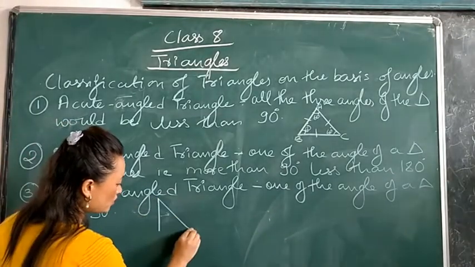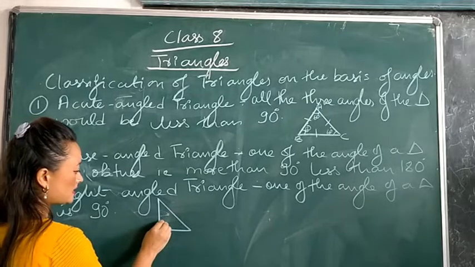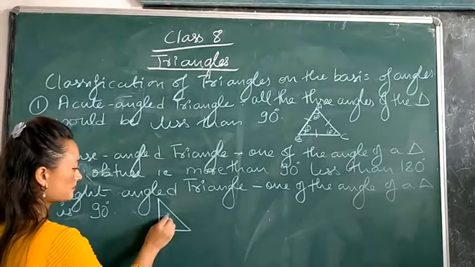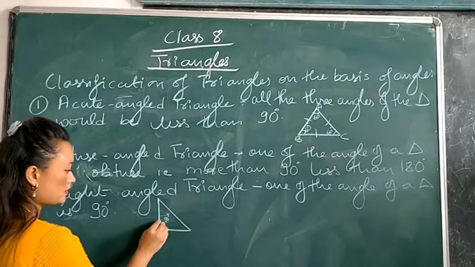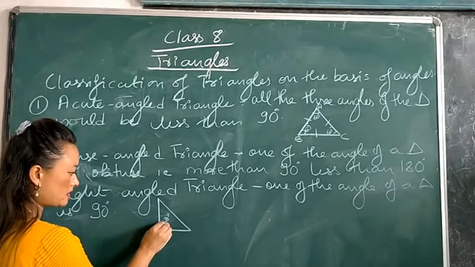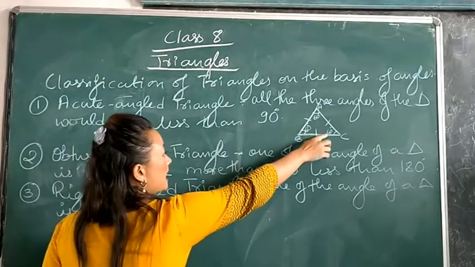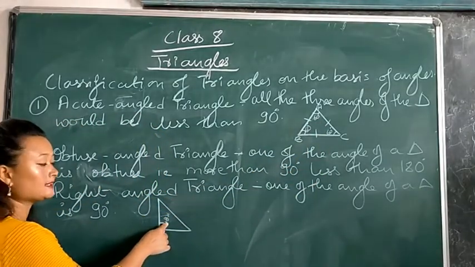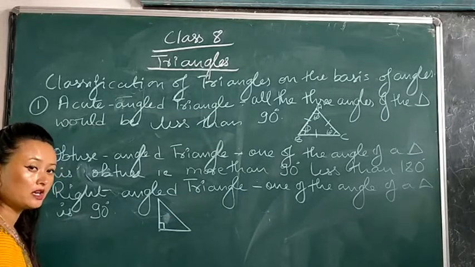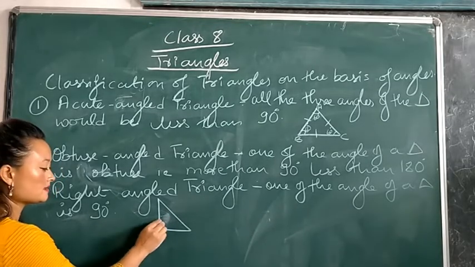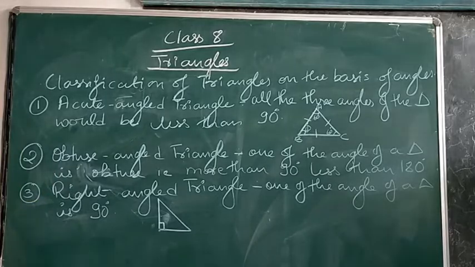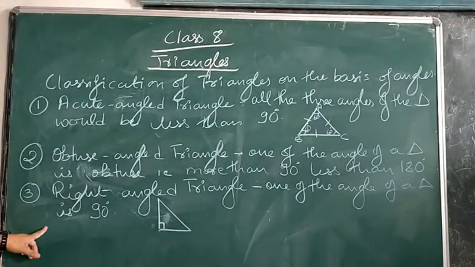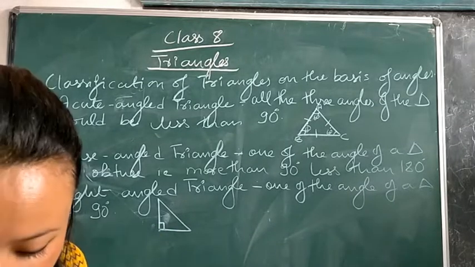You all very well know what a right angle triangle looks like. This angle here is 90 degrees. When we make a square box for representing an angle, it represents 90 degrees. Even if 90 degrees is not mentioned there, you ought to know that this is your 90 degrees. So right angle triangle means one of the angles of a triangle is exactly 90 degrees, and this kind of triangle is called a right angled triangle.